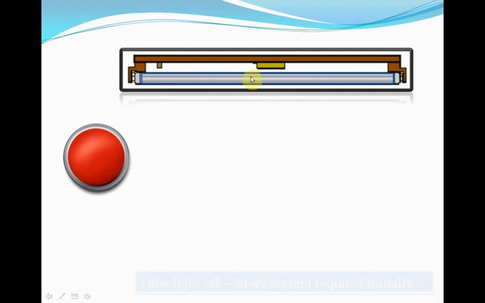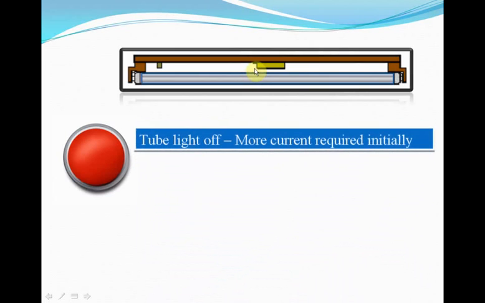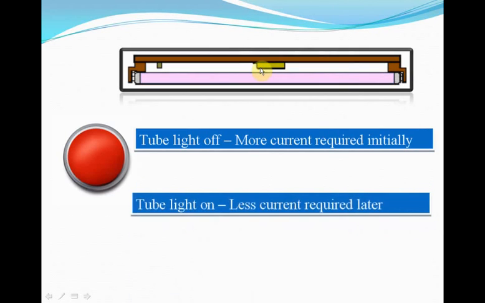When the tube light is off, a lot of current is initially required to start the tube light. But once the tube light has been switched on, less current is required later. However, it is important that the same amount of power be consumed, even when the tube light is just getting on and even after some time when the tube light has started. So we want lesser current but the same amount of power.